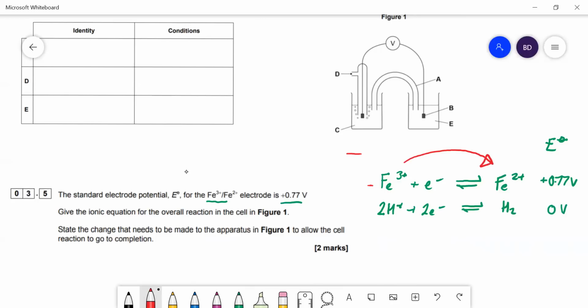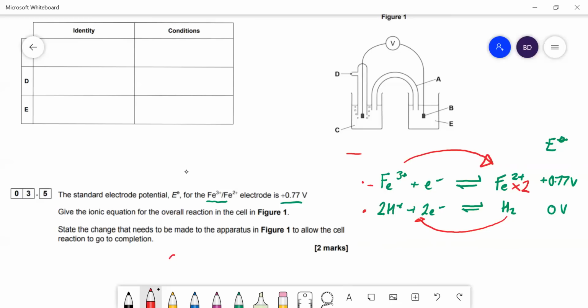This is the most negative one, the hydrogen one, so that's best at giving away electrons. So that's going to go that way. And then we have to be careful there, because we need to multiply this one by 2 before we write the equation, because there's 2 electrons involved in the hydrogen, only 1 in that one. So let's write the equation there.